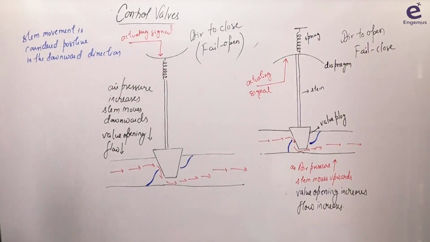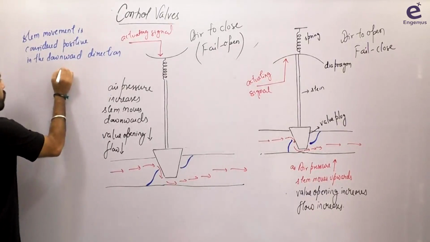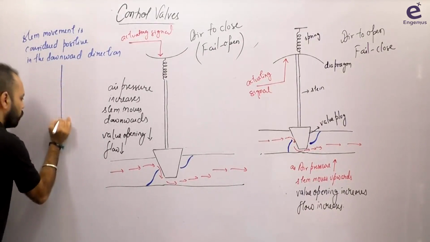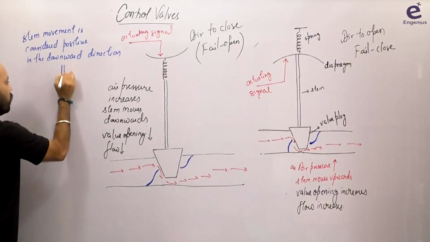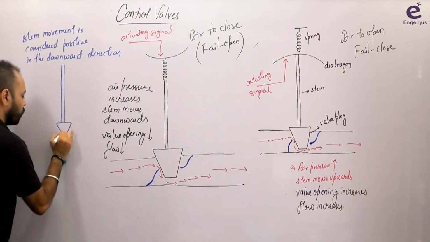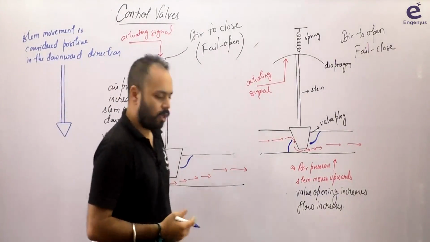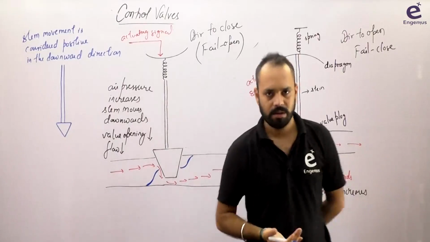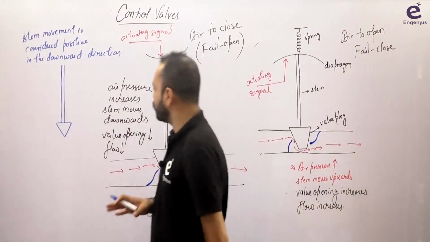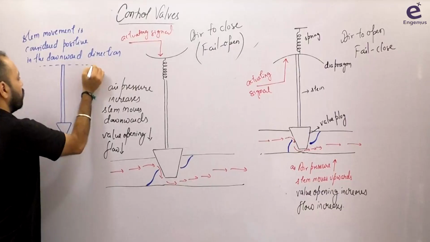Suppose you talk about this one: there is no signal, so the stem position was this. Let me make a diagram here. When there is no signal, I have the stem like this. Okay, this is the stem position. These are just notations for representative purposes. These diagrams are representations, not the actual construction of the valve. Initially, suppose your stem position is this, and you can say that this is L.